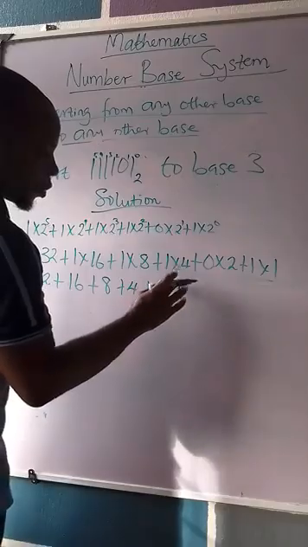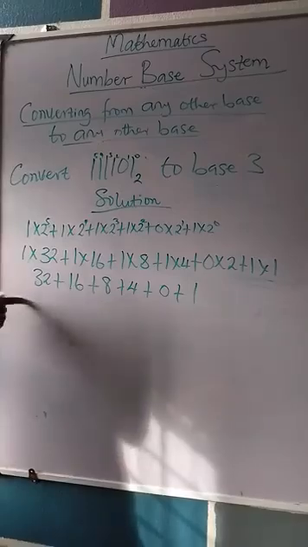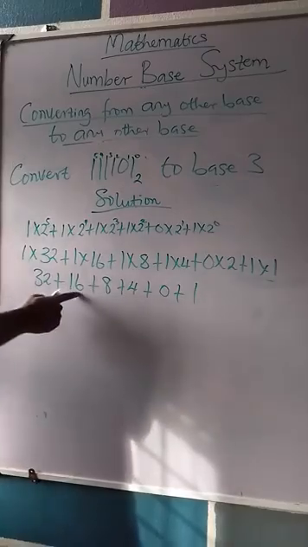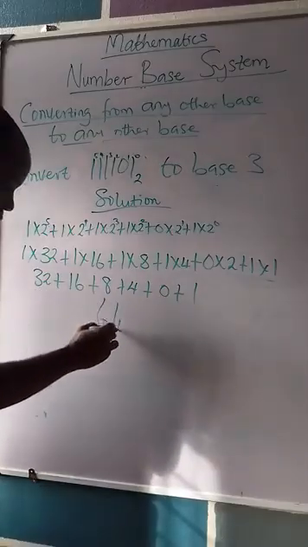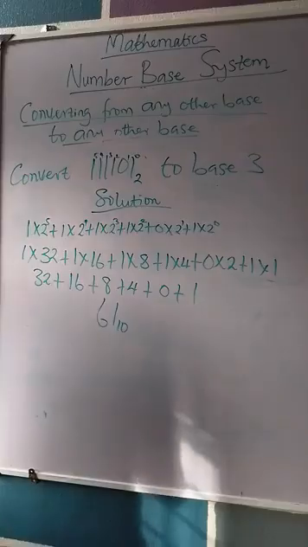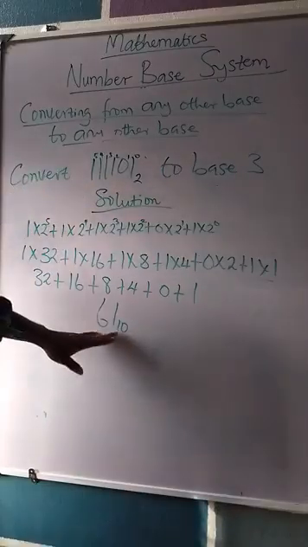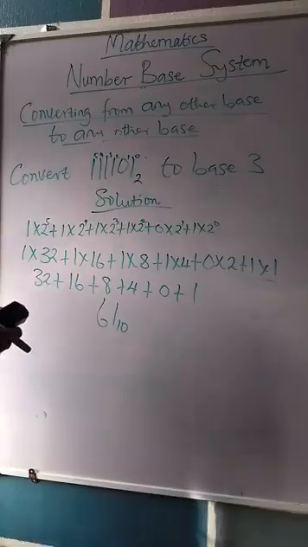Plus this times this is what? And so what do I need to do next? Add all these, then convert this number to base 10. After which, what are you supposed to do? Convert from base 10 to base 3. And how do you convert from base 10 to base 3?